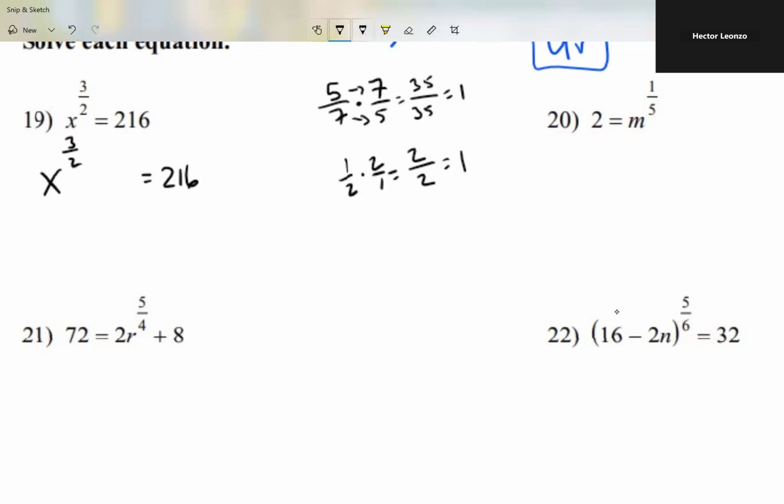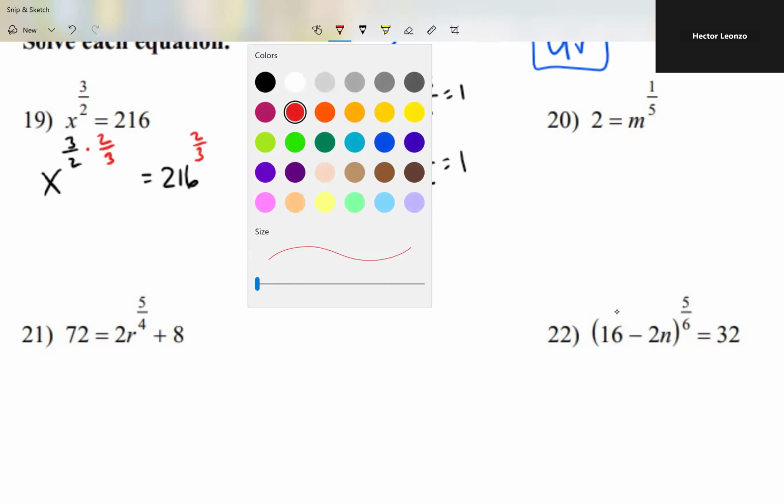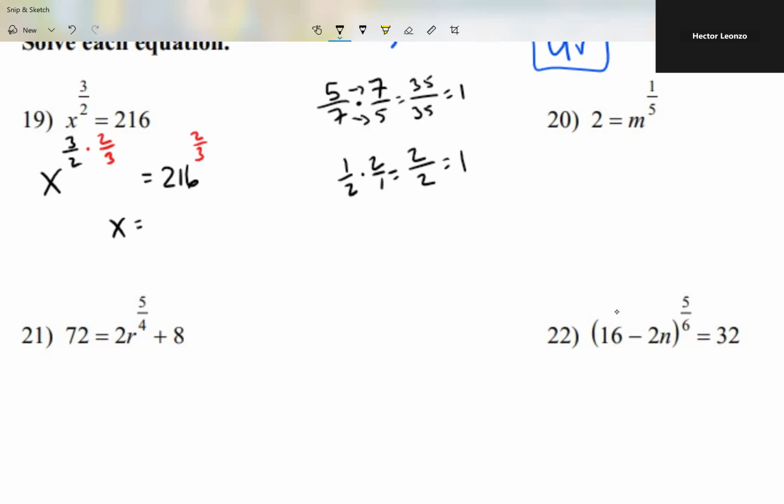What I'm going to be doing, let me multiply it by its reciprocal. But it's pretty cool. I'm going to multiply both sides by the reciprocal. So I'm going to multiply both of these times 2/3. So I'm going to get x to the 1. All right, I'm not even going to worry about checking. It is x to the 1. So x equals 216 to the 2/3. So I want to just do this: radical 216. The root is 3 and the exponent is 2.